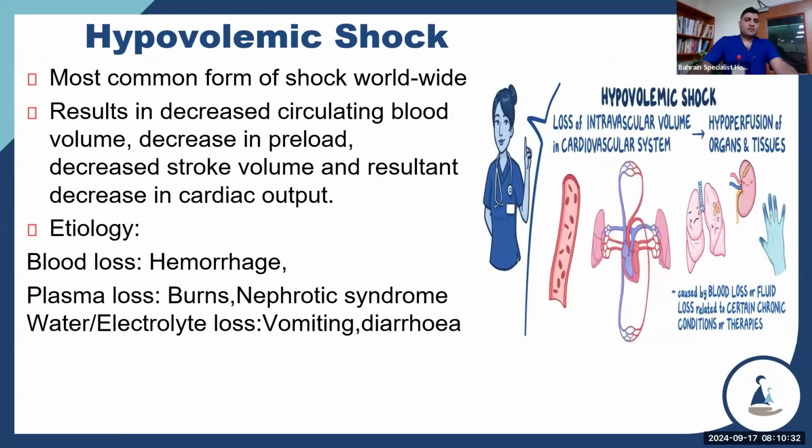Hypovolemic shock is the most common form of shock worldwide. It results in decreased circulating volume, decrease in preload, decrease in stroke volume, and resultant decrease in cardiac output. Etiology: most likely blood loss, where hemorrhage is there; plasma loss in case of burns and nephrotic syndrome; water and electrolyte loss in case of vomiting and diarrhea.